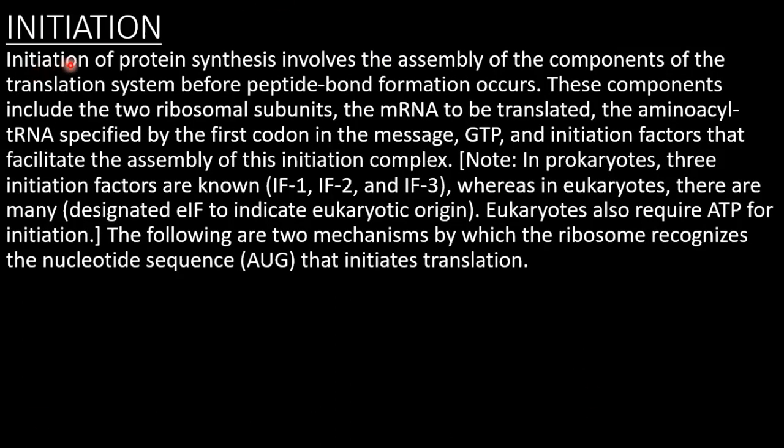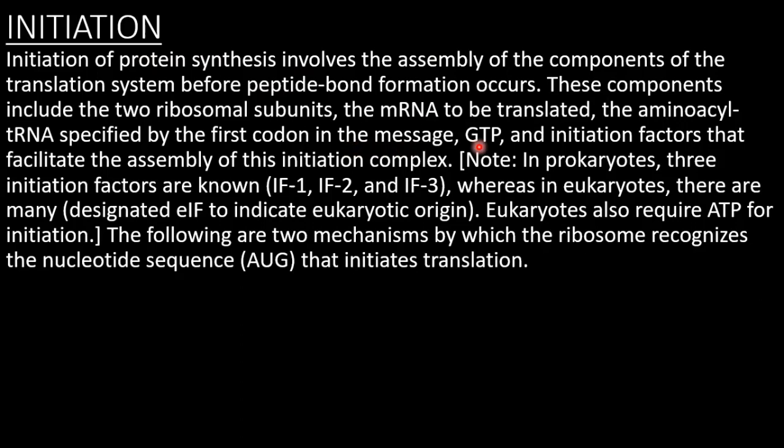Now, initiation. The initiation of protein synthesis involves the assembly of the components. We have to assemble the components of the translation system before peptide bond formation occurs. Now, these components will include the 2 ribosomal units, the large and the small subunits. Then the messenger RNA to be translated. Then you need the amino acid transfer RNA specified by the first codon of the message, that is AUG.